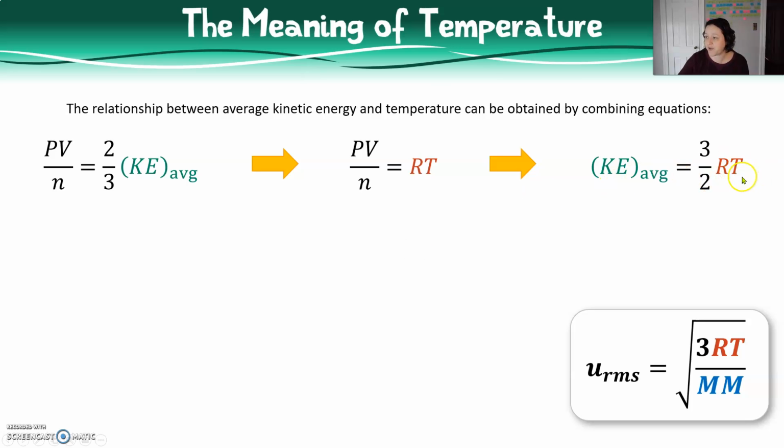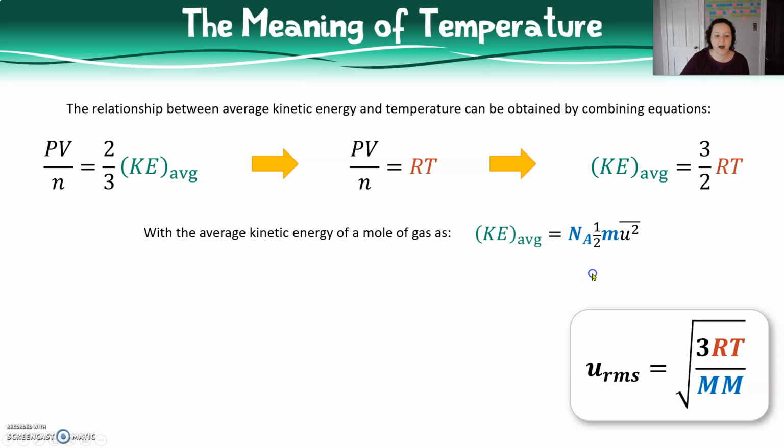So as temperature increases, we expect the average kinetic energy to increase. Now, this mathematical model also gives the average kinetic energy of a mole of a gas in terms of Avogadro's number, the mass, and the speed of one molecule of a gas. U here is being used for velocity, and you'll notice that that velocity is squared here because this is an energy term. So velocity squared is usually a term we see in kinetic energy.